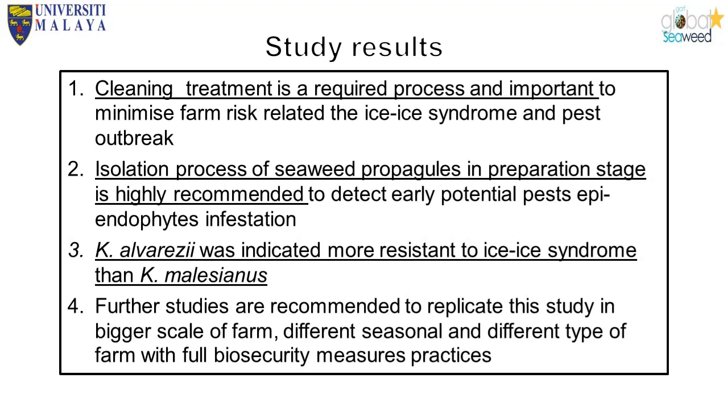The study result shows that cleaning treatment is a required and important process to minimize farm risk related to ice syndrome and pest outbreak. Isolation of seaweed propagule in the preparation stage is highly recommended to detect early potential pest epiendophyte infestation. Kappaphycus alvarezii was indicated to be more resistant to ice syndrome than Kappaphycus malesianus, but further studies are recommended to replicate this study on a bigger scale of farm, in different seasons and different types of farm with full biosecurity measures practiced.